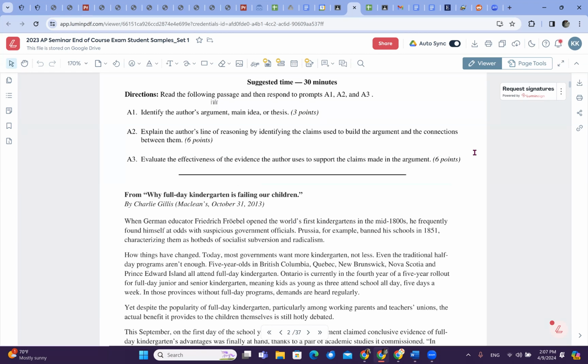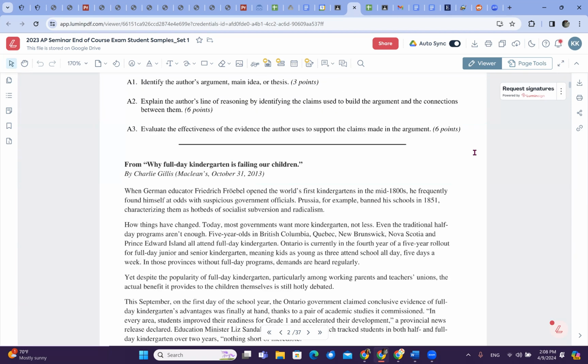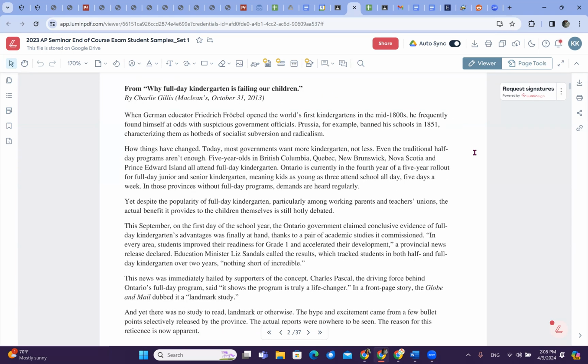So basically A1, A2. So basically in one point, put down the main idea. The main idea is how kindergarten is failing children. And the argument was that poor children or special needs aren't getting served. That's how he supported it. Let me ask you this. Are there any claims made in this article? You know what claims are, yeah? Yes. What's a claim?